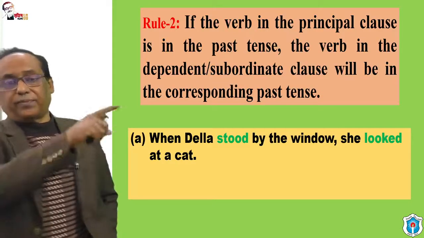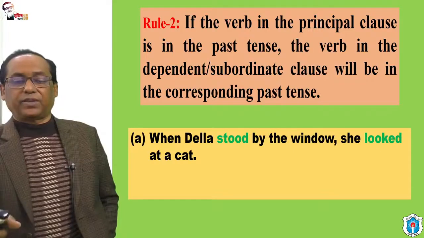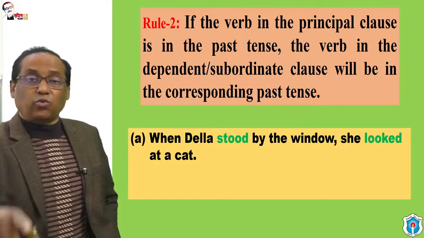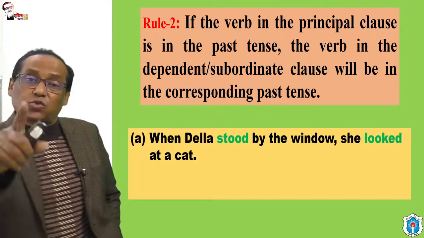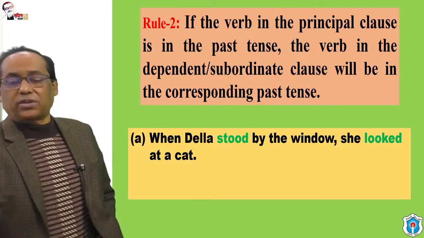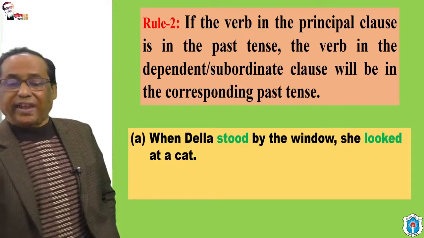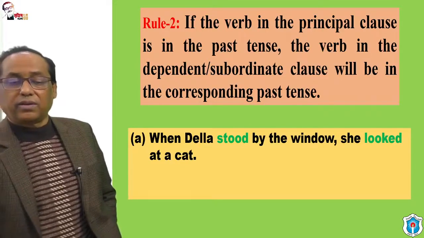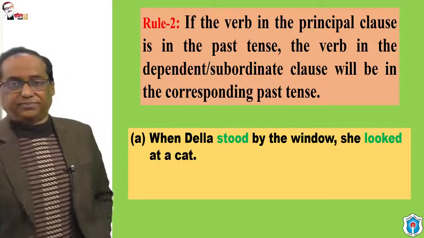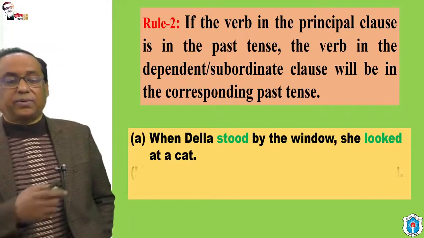So look at the subordinate clause. When Della stood by the window. It is not stand, it is not will stand, but stood. Why is it stood? Because the principal clause is in past tense, looked. So following the tense of the verb look, stand becomes stood. That is past. Okay.